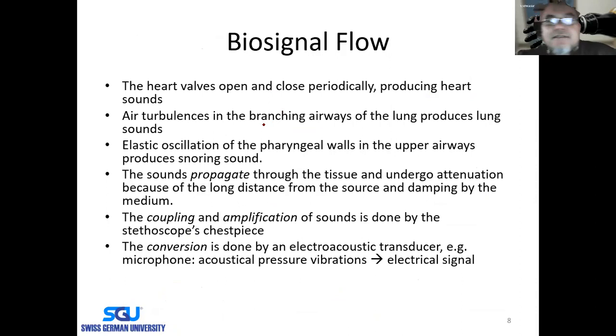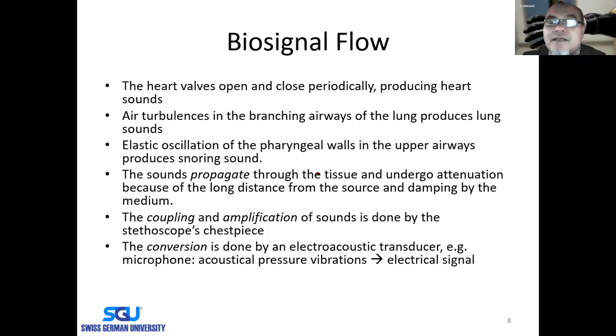So the signal flows like this: the heart valves open, producing heart sound. Then the air turbulence inside the branching airways of the lung also produces lung sound. The snoring sound comes from the elastic oscillation of the pharyngeal walls in the upper airway of our respiration.